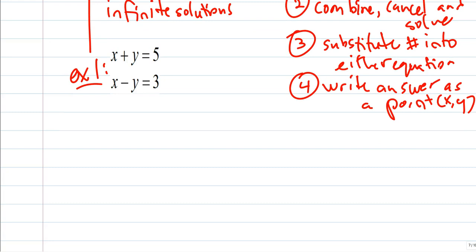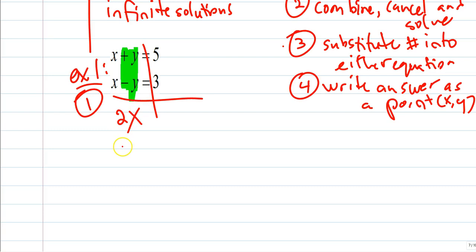This one we're going to get a solution, so that's good. And I also like this one because guess what? Step 1 is already done for us. What variable already eliminates? We got a negative y, we got a positive y. They are the same number but opposite. So step 2, we can solve this by combining. What is x plus x? What is positive y minus y? And what is 5 plus 3?